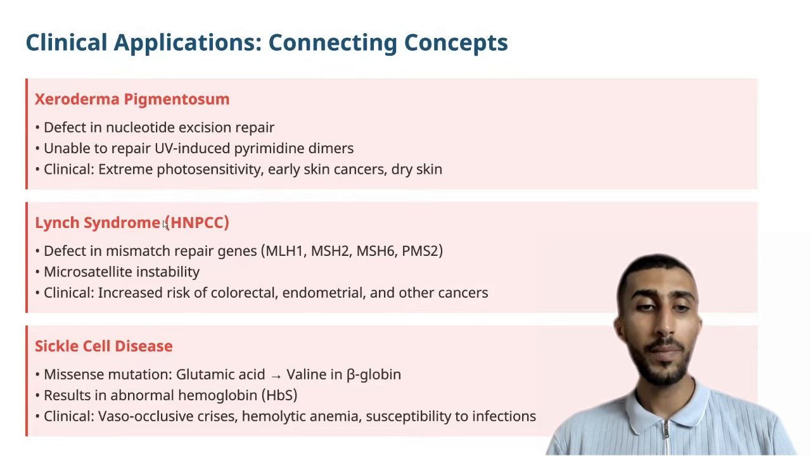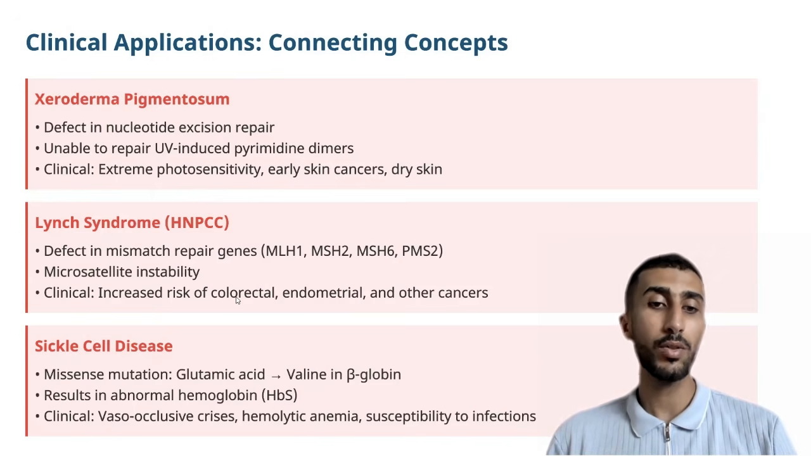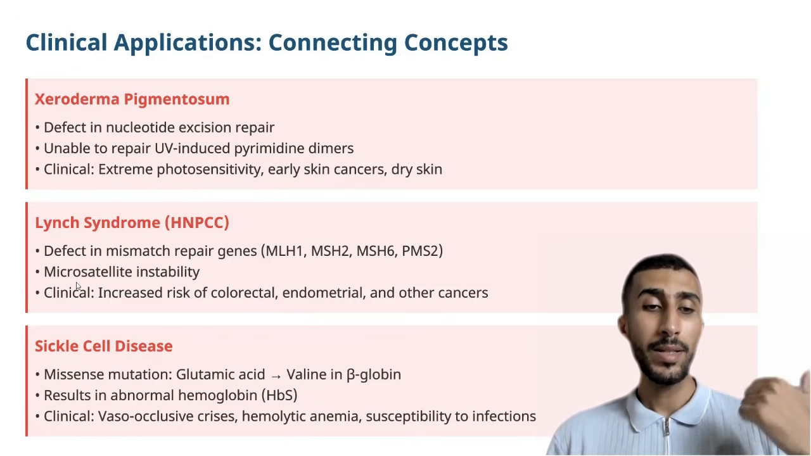Next, Lynch syndrome: a defect in the mismatch repair genes MLH1, MSH2, MSH6. So this is related to microsatellite instability. So there is an increase in the risk of colorectal, endometrial, and other cancers. You have to memorize colorectal cancer and endometrial cancer with Lynch syndrome. And also the defect in the microsatellite instability.